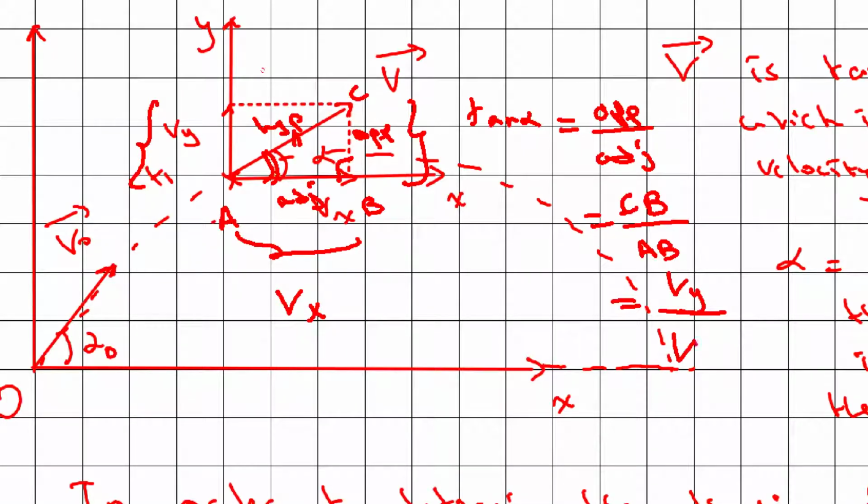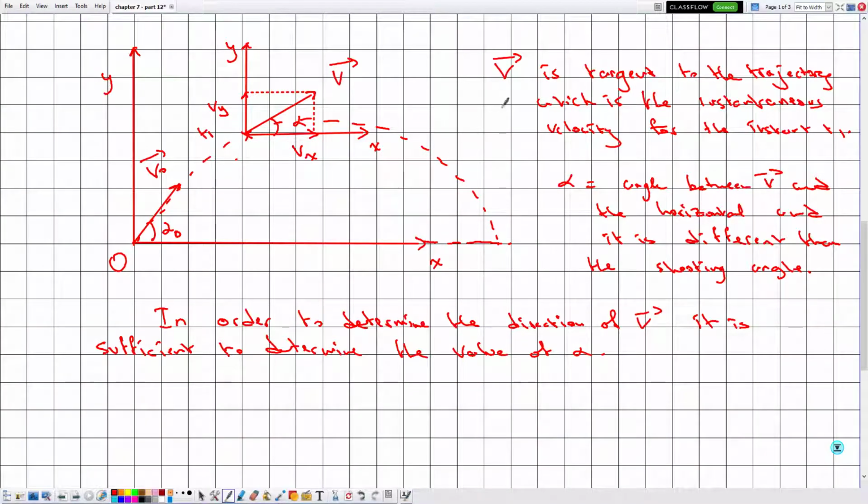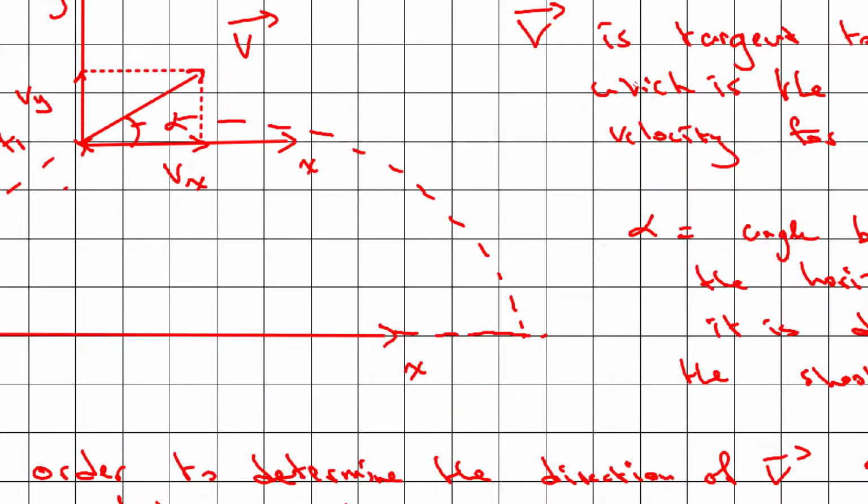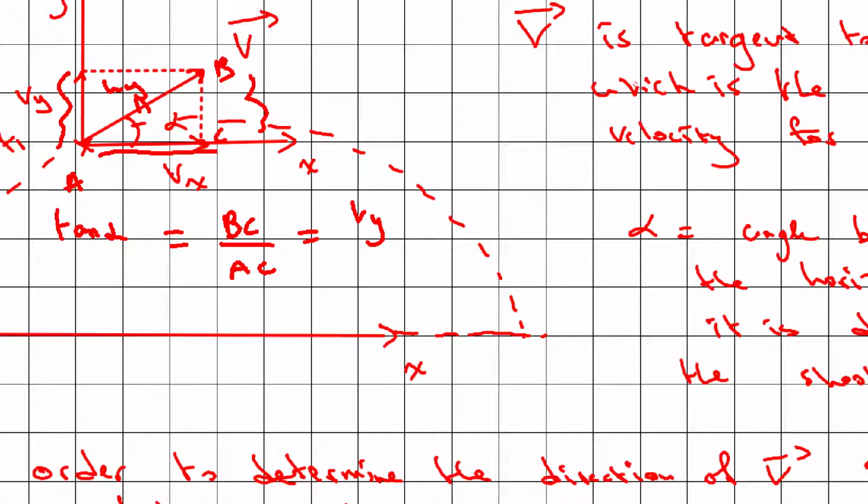Okay, so let me repeat the derivation one more time. So we are interested in determining the value of tangent alpha. Why? Because if we determine tangent alpha, then we will determine the value of alpha. So in this case, if you consider the triangle which is ABC, so if this is the hypotenuse, then this is opposite of alpha and this is the adjacent. Therefore, this can be written as BC divided by AC. Now the value of BC is Vy, and the value of AC is given by Vx.